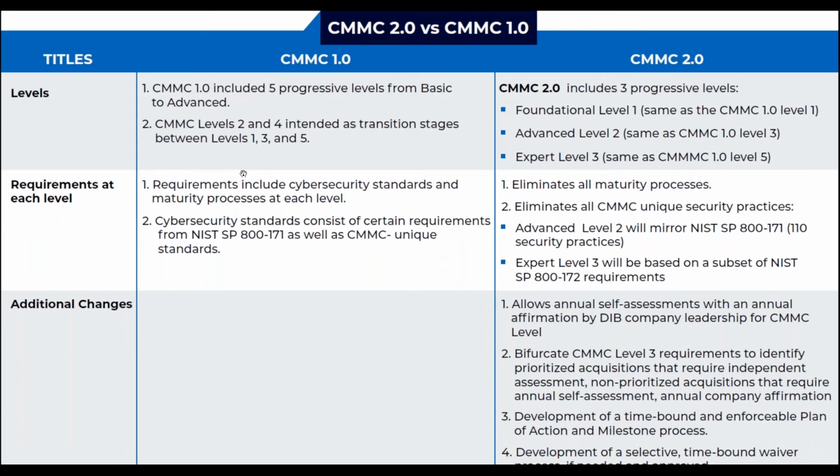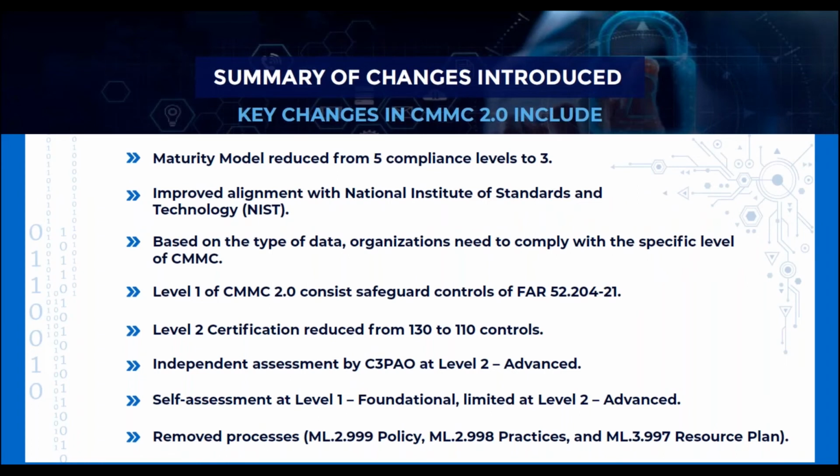So expert level, which is the same as level 3 in CMMC, is mirroring SP 800 part 172, while advanced level 2 is mirroring SP 800 part 171. Additional changes in CMMC 2.0 are that it allows self-assessments with an annual affirmation by the defense-based company. Development of a time-bound enforceable plan of action or a risk treatment plan is needed. And again, these are the key changes from 1.0 to 2.0.